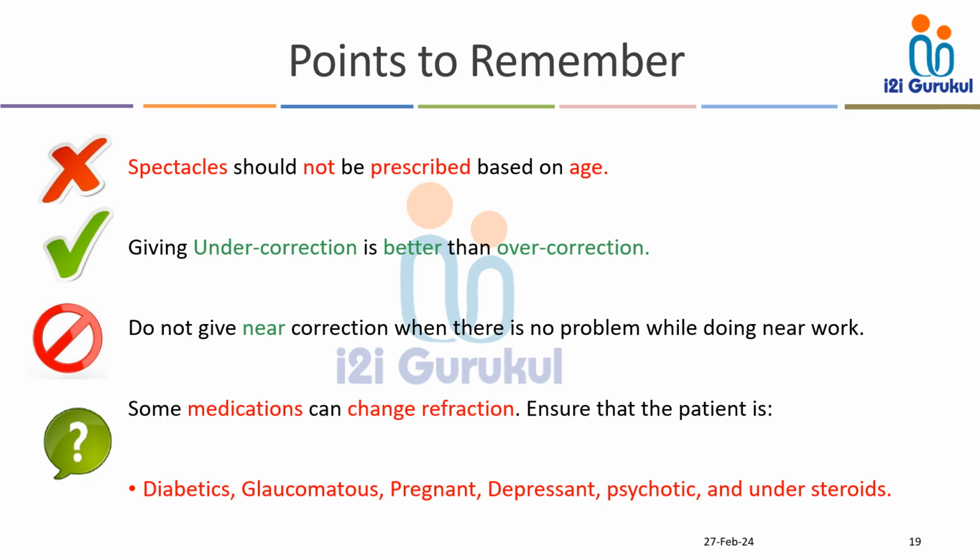Do not prescribe near glasses if the patient does not feel a problem while doing near work. Unnecessarily, don't overcorrect the patients who don't require any correction for near. Don't push them by calculating the prescription by age alone. Sometimes you may get a little late in the presbyopic correction, at the age of 40, 41, 42, in some conditions that you need to consider.